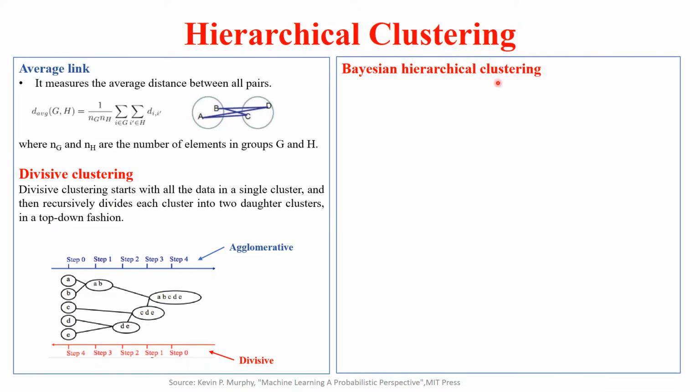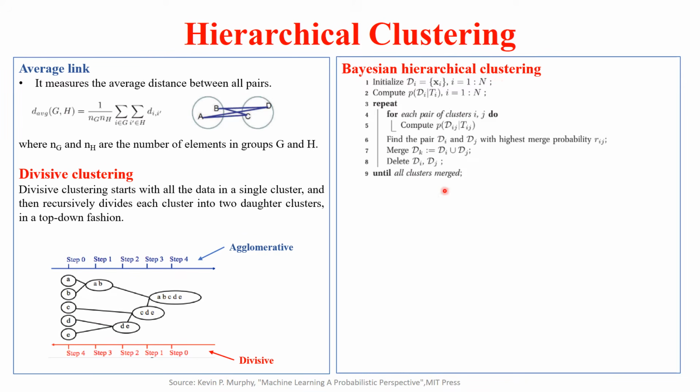Bayesian hierarchical clustering. This is the algorithm representing Bayesian hierarchical clustering. Initially, each and every data point will be treated as a separate cluster, so there are n points. The next step is to compute the probability of that particular cluster given the prior information, specified by T suffix i. We repeat steps 4 to 8 until all the clusters are merged.